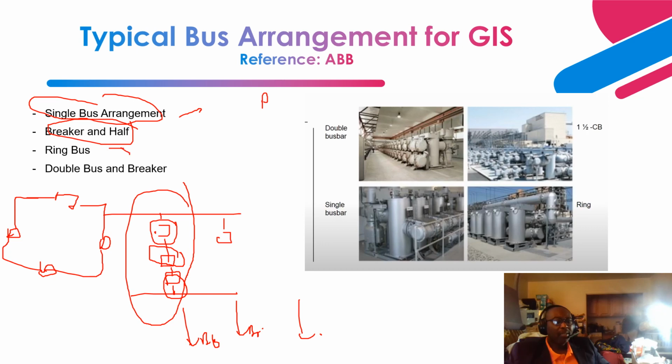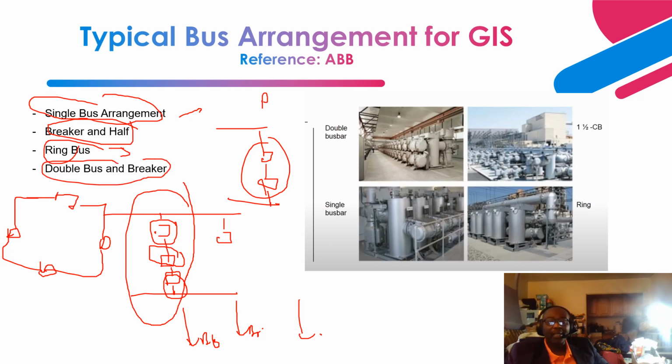Then a double bus and a double breaker. So a double bus and a double breaker, right here. That's how it looks. So these are the typical bus arrangements that you can have for a gas insulated switchgear. It's the same bus arrangement that you can have for a conventional air insulated substation.